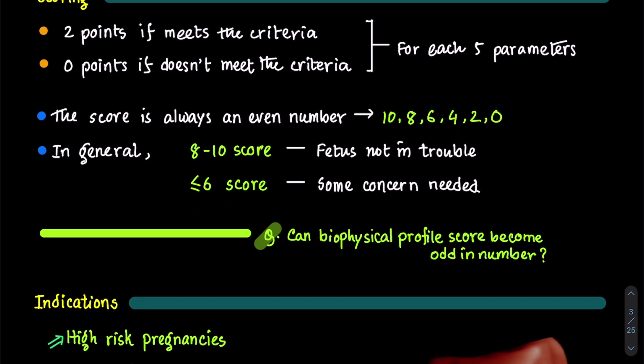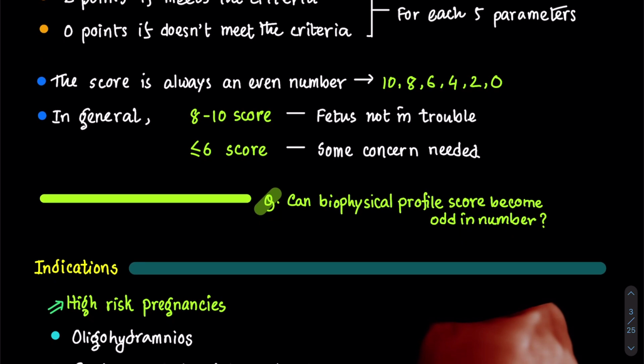Now another question. Can biophysical score become odd in number? Previously, some scientists recommended to use 1 when scoring criteria partially meets. So that gave odd numbers as a result. But this technique is not commonly used.